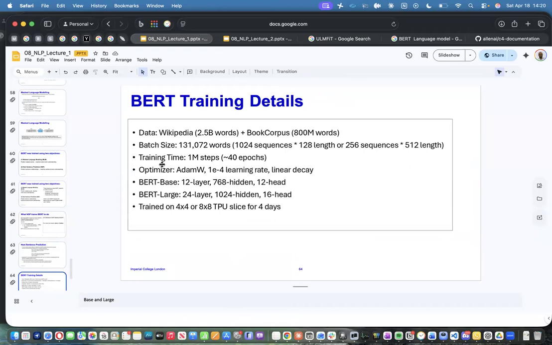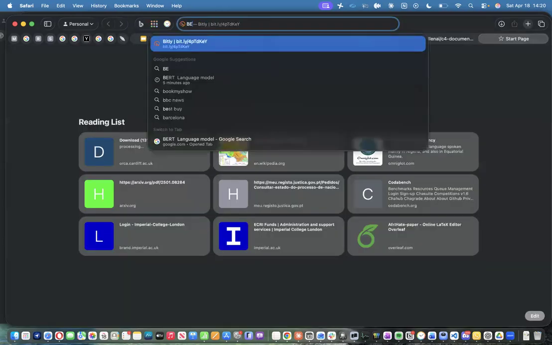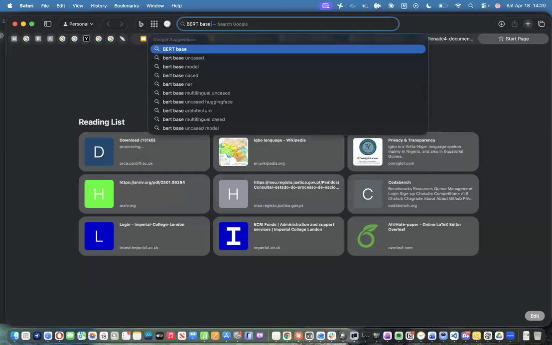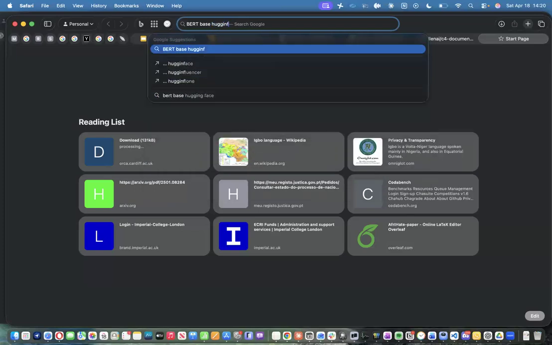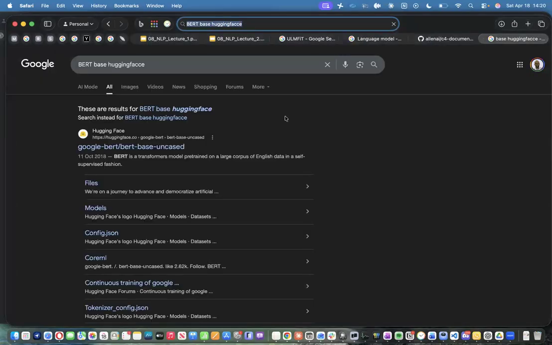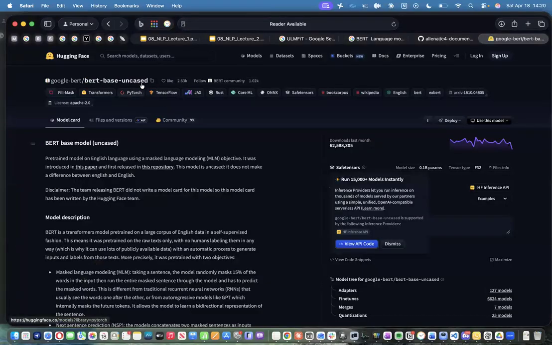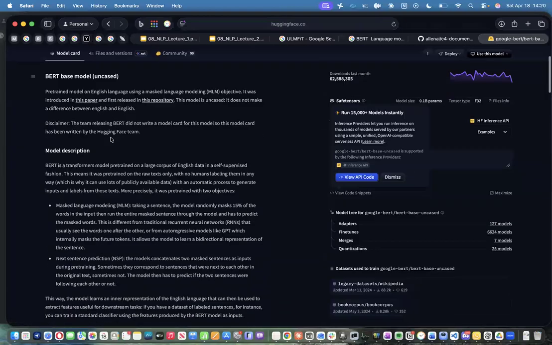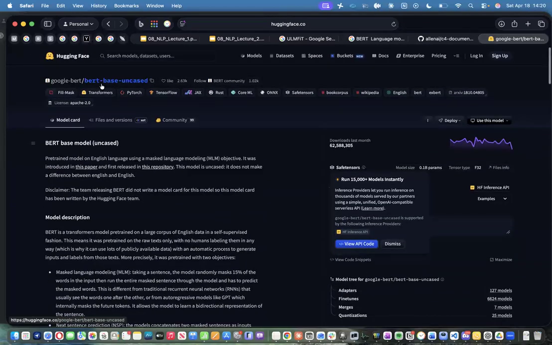And these are some of the details. The BART language model was trained, you can see the data set like Wikipedia, book corpus, batch size, training data, optimizer, BART base, and BART large, right? So you can see here we have what we call BART base. If you look at this on Hugging Face, for example, you can see BART. We say base. So what we mean by base is that this is maybe the small one.